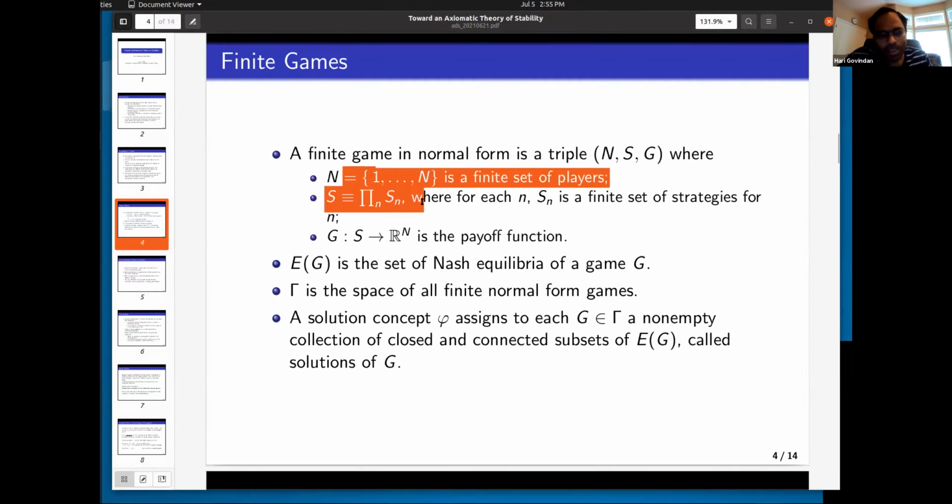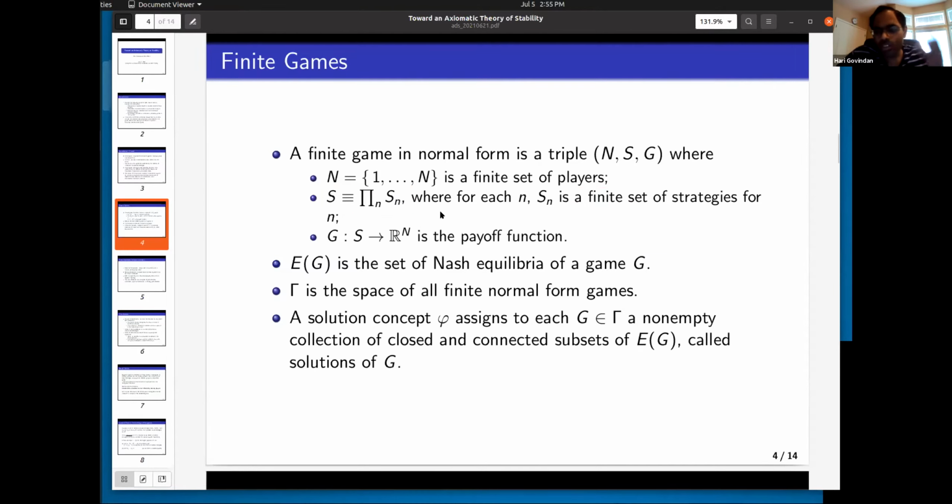So S is the product of strategy sets, and each strategy set is finite. And then we have a payoff function that assigns to each profile a vector of payoffs, one for each player. That's a game G. I sometimes refer to a game just as G because the set of players and strategy sets is fixed. E of G is the set of Nash equilibria of G.